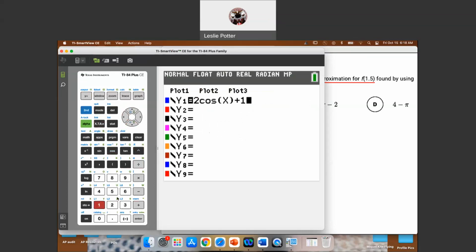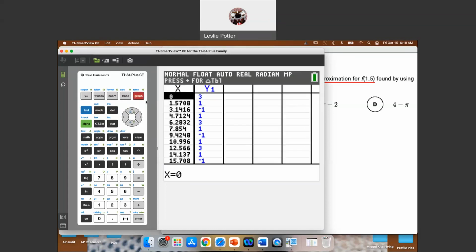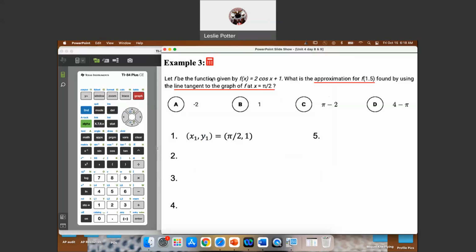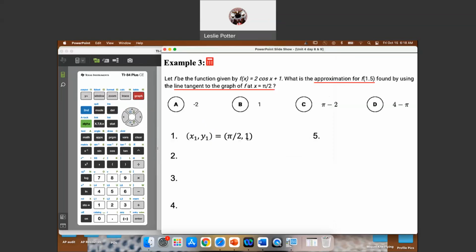There we go. And if I graph this, we have this, and 1.5 would be about right here, right? But more importantly, I can go to the table here and at pi over 2, which is my point of tangency, right? Pi over 2. At pi over 2, my value is 1. So I know that at pi over 2, my value is 1. So I don't have to know my cosine of pi over 2. It's 0, 2 times 0 plus 1 is 1. But I can use my calculator if I need to.